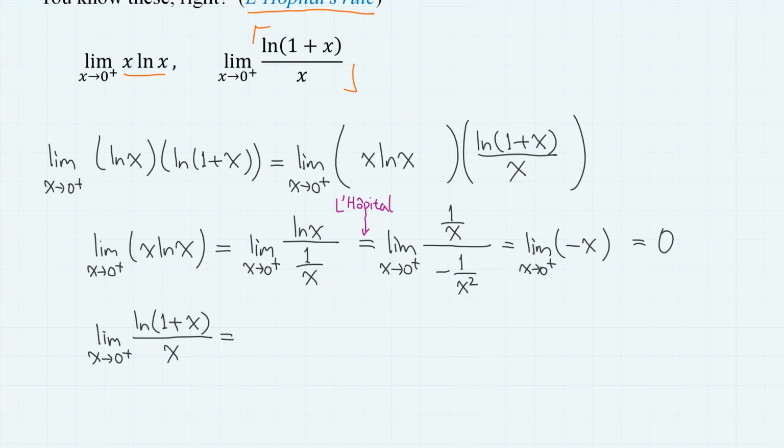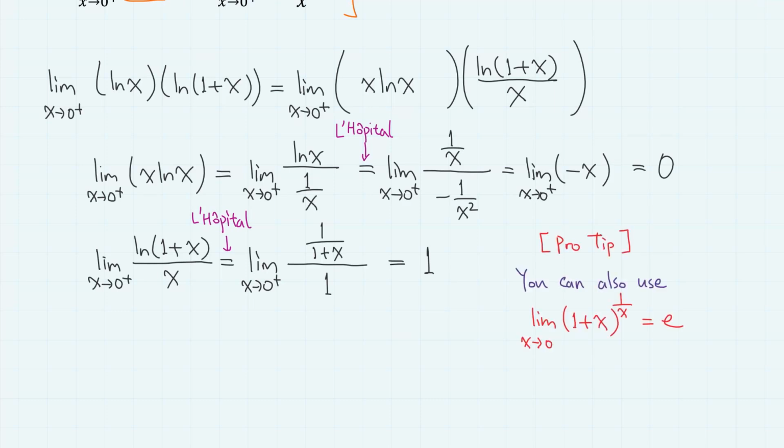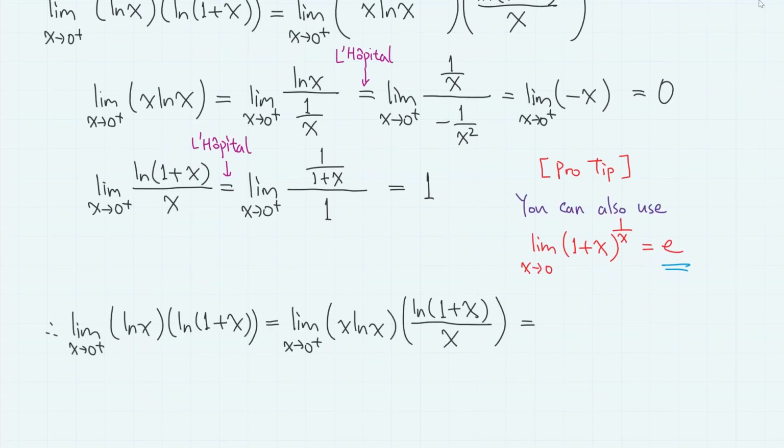For the second one, the L'Hopital's rule gives 1 over (1 + x) divided by 1, which is 1. Here, you can also use the limit expression for constant e. Therefore, the answer is 0 times 1, which is 0.